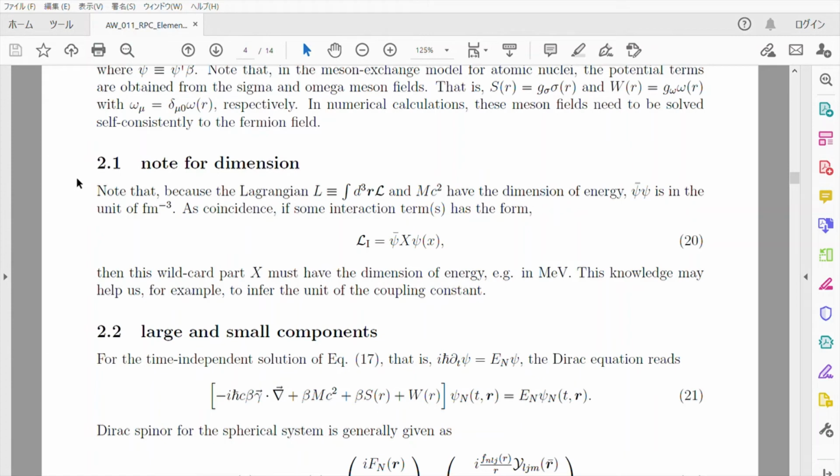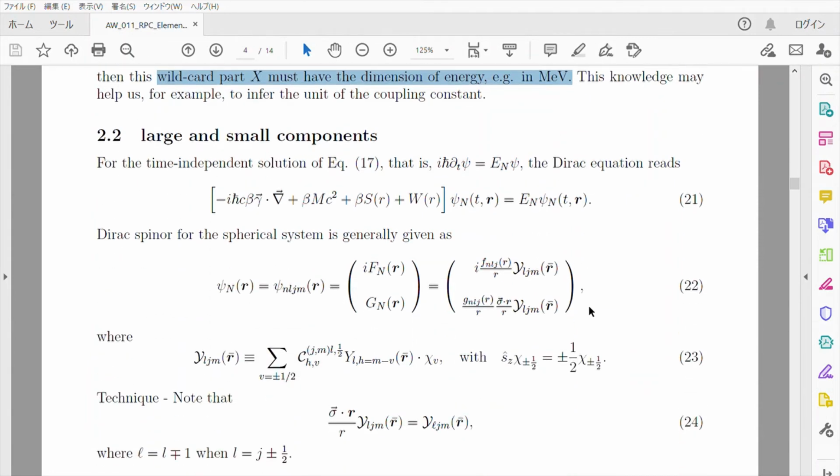A note on dimension, which is not directly important in this talk: because the Lagrangian has the dimension of energy, psi-bar psi is in units of fm^-3, or equivalently the inverse of the volume. Incidentally, if some interaction has a form like this, then this tilde part x must have the dimension of energy, for example in MeV. This knowledge may help us, for example, to infer the unit of the coupling constant.